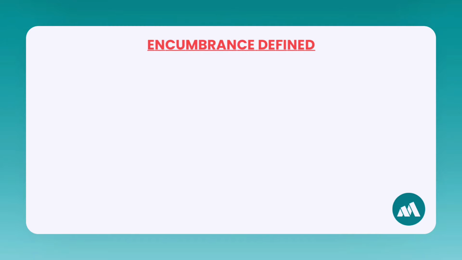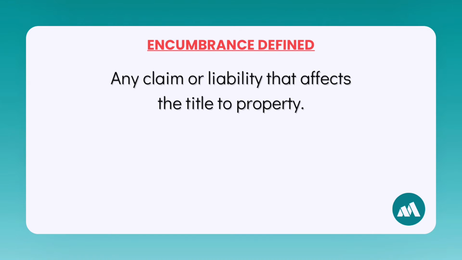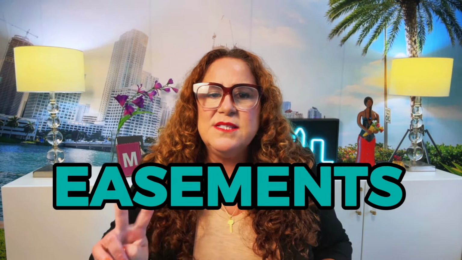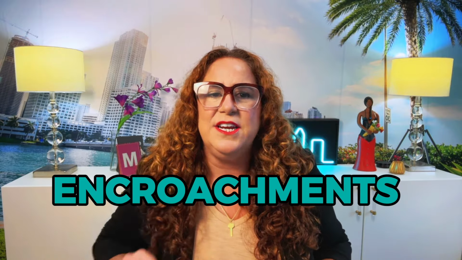Let's begin by defining what an encumbrance is. An encumbrance is any claim or liability that affects the title to property. Think of it as a cloud over the title that doesn't necessarily prevent the transfer of property, but it does affect its use or value. We're going to focus on four main types: liens, easements, licenses, and encroachments.